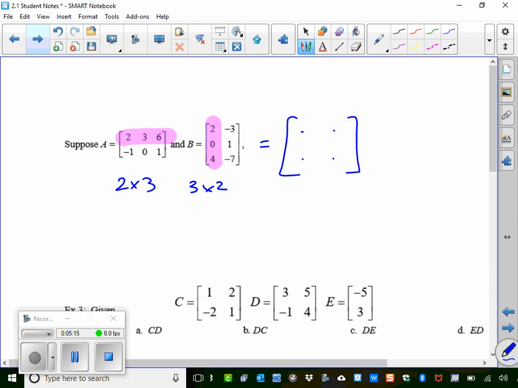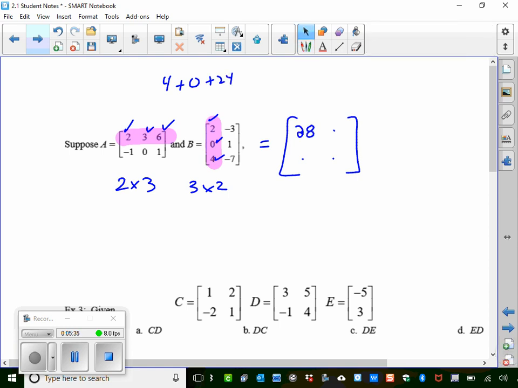Okay, so this pink stuff up here, the 2, 3, 6 times the 2, 0, 4, is going to go in the first spot because it's the first row, first column, so it goes in the first row and first column. So 2 times 2 is 4, 3 times 0 is 0, and 6 times 4 is 24. So I'm going to put a 28 in there.